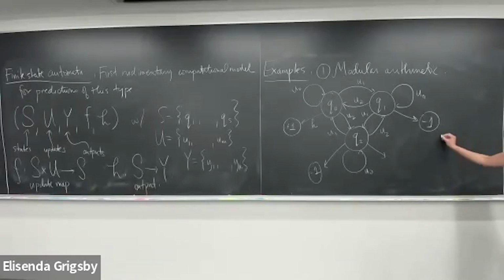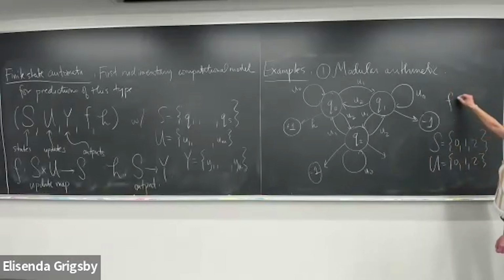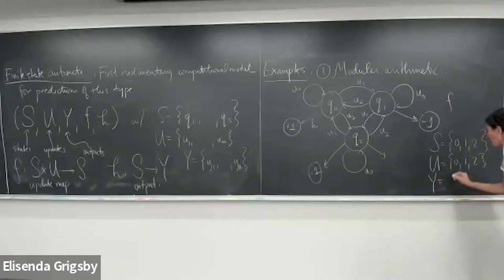So in this case, our states would be 0, 1, and 2. Q0, Q1, and Q2 represent 0, 1, and 2. Our updates are also 0, 1, and 2. Our map F is: add them mod 3. And then H gives +1 or -1, and the output here is defining whether the state is divisible by 3. I'm not being super careful about how I say all this.